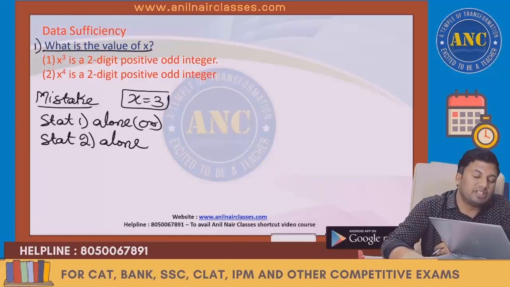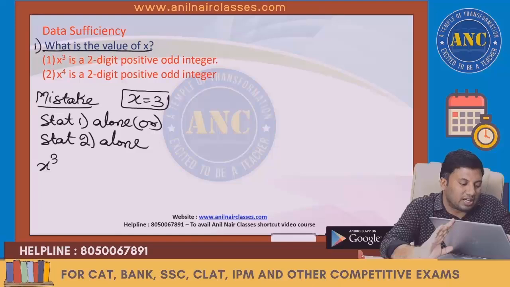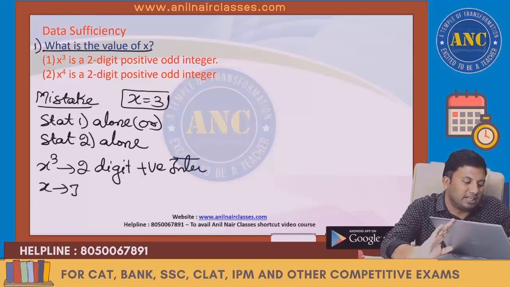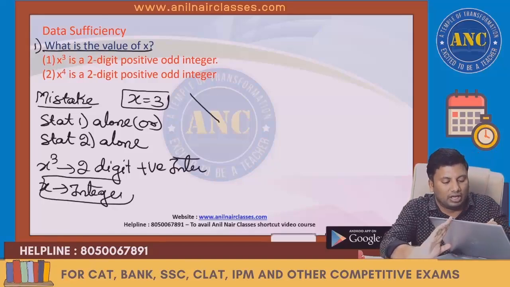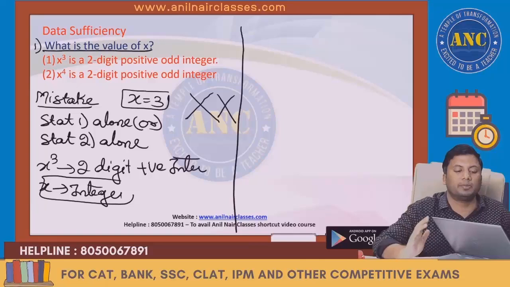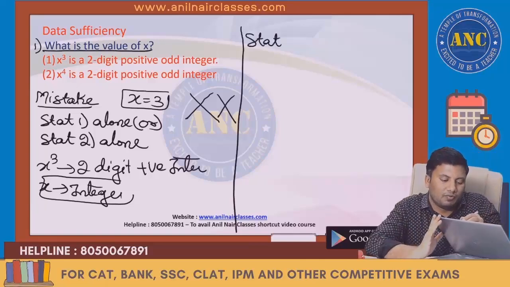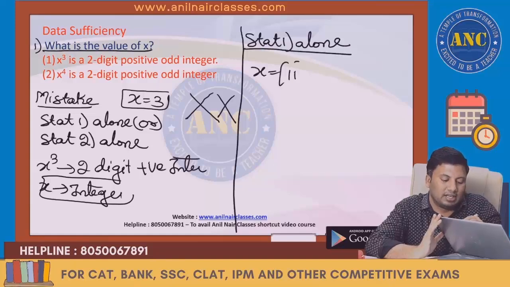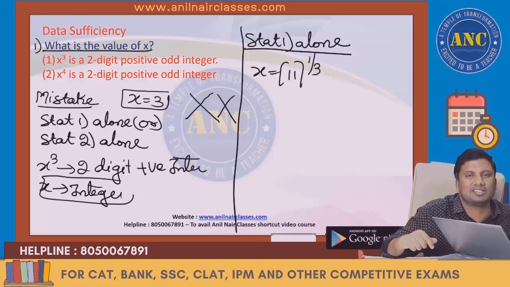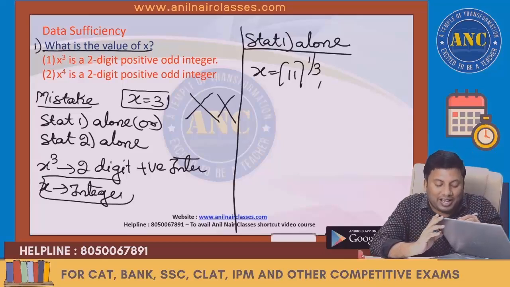Because x cube is a 2-digit positive integer, what is the mistake they will make? They will immediately conclude that x is an integer and they will substitute 3. This is the mistake. When x cube is a 2-digit positive integer, x can also take a surd, 11 power 1 by 3. What is 11 power 1 by 3 cubed? 11. 11 is a 2-digit positive integer. That is the root cause of this problem.